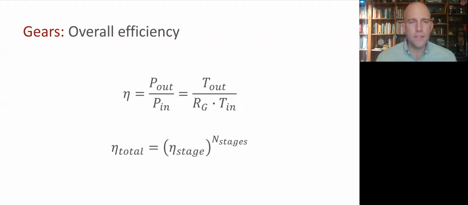Now, notice that if you look at the efficiency of each stage, you'll see the power out of one stage is the power into the next stage. And the power out of that stage will be the power into the next stage. So it turns out that the total efficiency of, say, a many-stage gear train will be equal to the efficiency of each stage multiplied by each other. And if the efficiency is all about the same, the total efficiency is about equal to the single stage efficiency raised to a power of the number of stages.